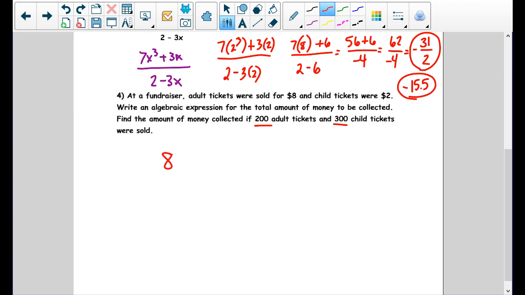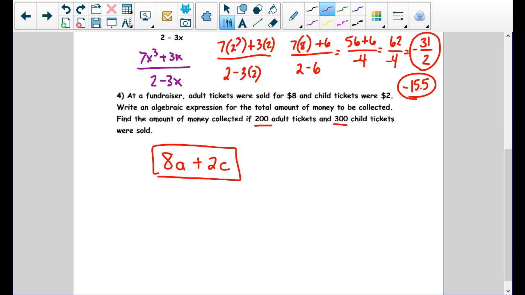Let's use maybe 8A for adult tickets, plus 2C for children. So $8 times the number of adult tickets plus $2 times the number of child tickets, and that will give us our answer. So that's our expression. That's the first part.